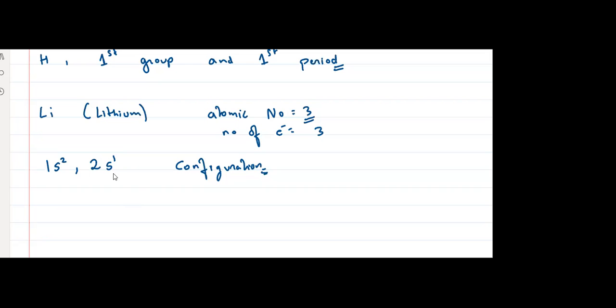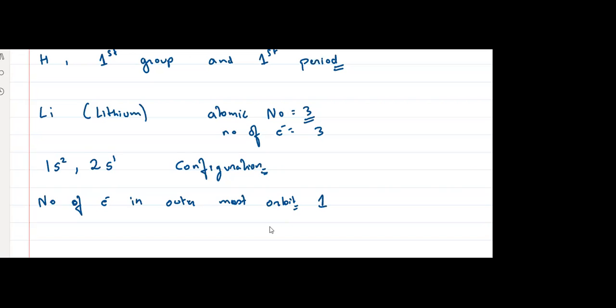Now tell me, what is the number of electrons in the outermost orbit? Here, what is the outer orbit? 1s is the inner orbit, the outer orbit is 2s. So the number is 1. Only 1 electron is in the outer orbit. The outer orbit is the second orbit. Yes or no?